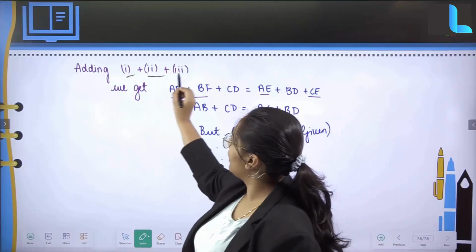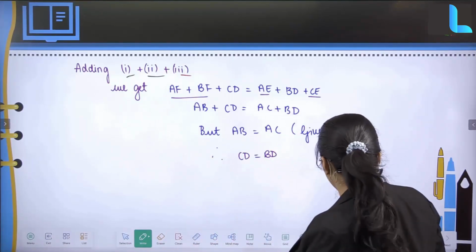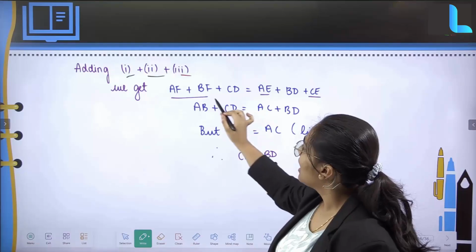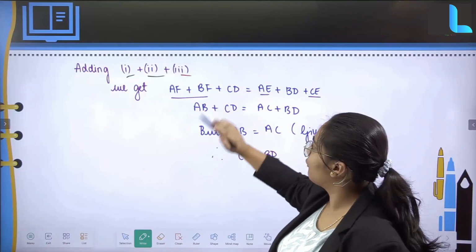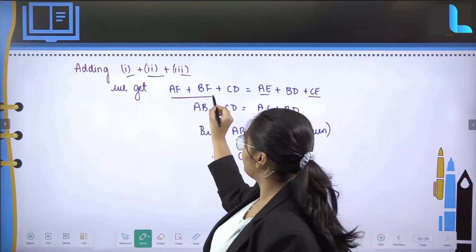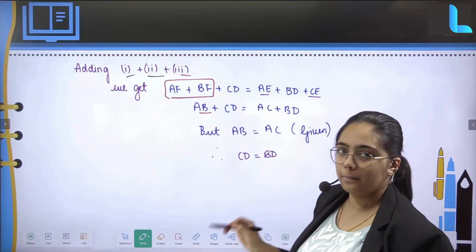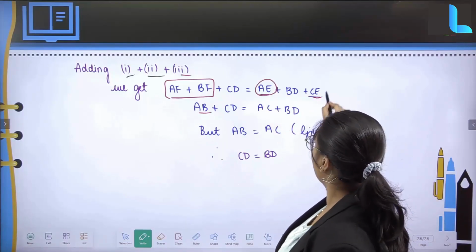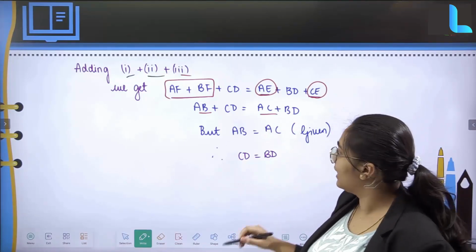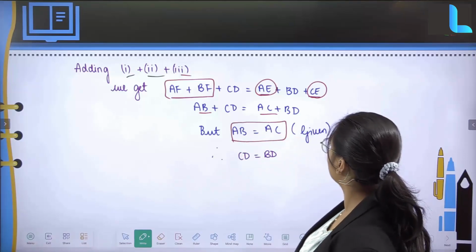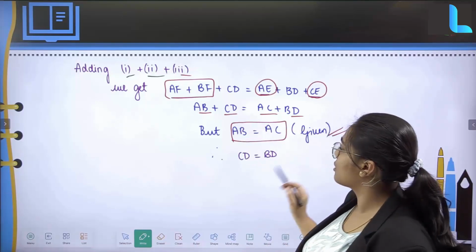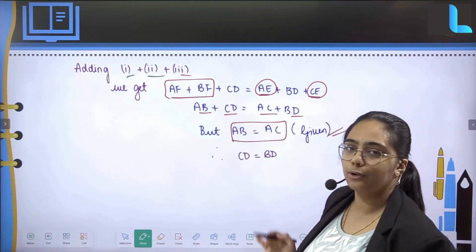Once I get that, I will be adding all of these. AF plus BF plus CD is equal to AE plus BD plus CE. If I club these two things, I'll be getting AB. If I club AE plus CE, I will be getting AC. Now they have already specified in the question that AB is equal to AC. So from this you can tell that CD is also equal to BD, from which we have shown how to prove that.